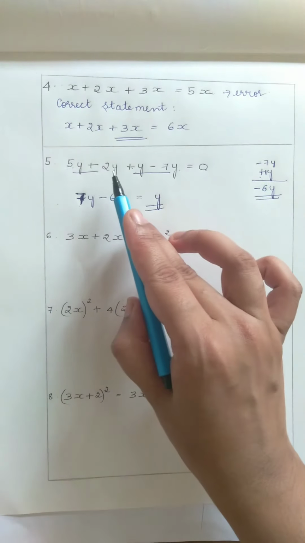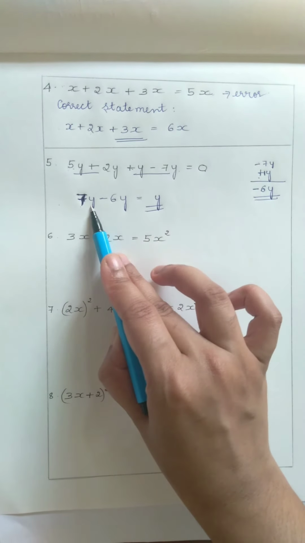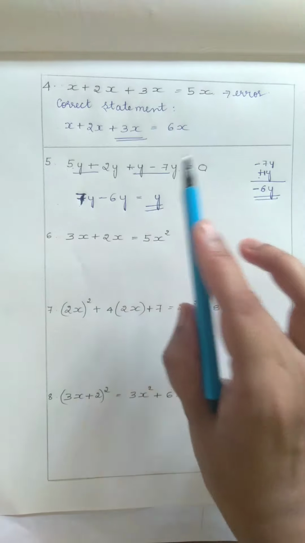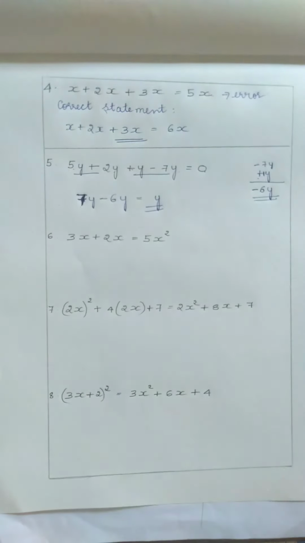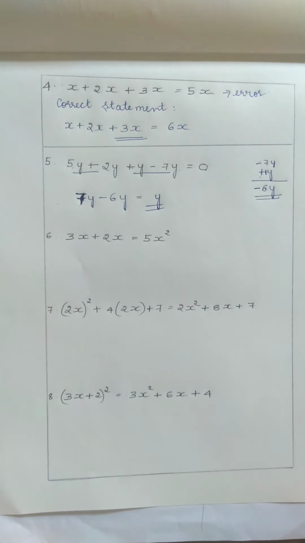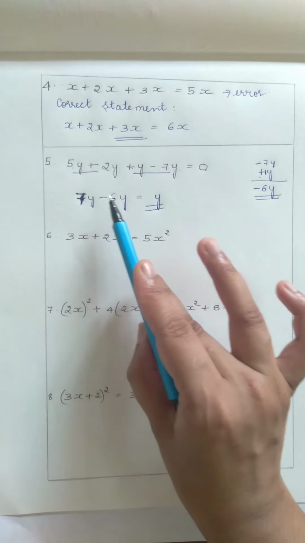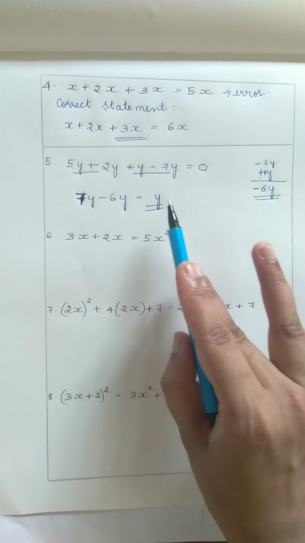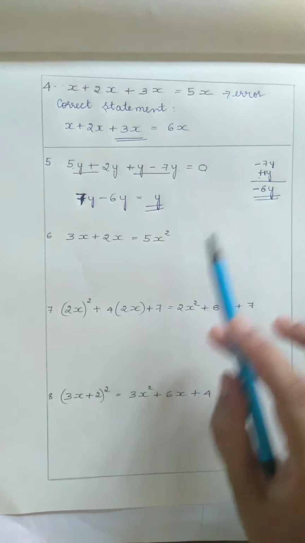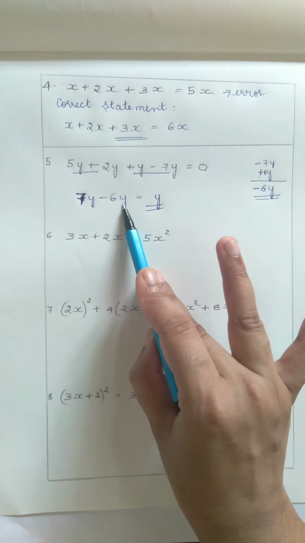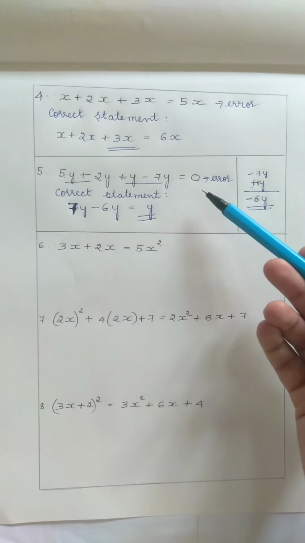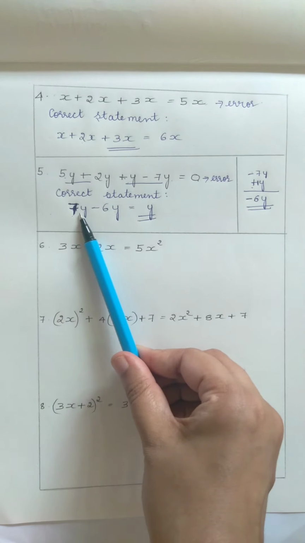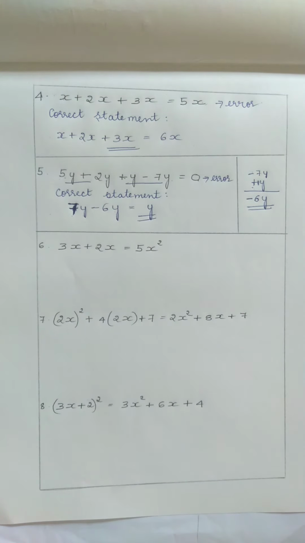Therefore, 5y plus 2y will be equal to 7y, and y minus 7y will be equal to minus 6y. Since we have grouped these 4 terms into 2 groups such that each group consists of 2 terms, when we perform the operations, we will get 7y minus 6y. The answer will be equal to y. That is not equal to 0. So this is the error, and the correct mathematical statement is this one: 7y minus 6y equal to y. So this is the answer for the fifth problem. The correct statement is 7y minus 6y equal to y.